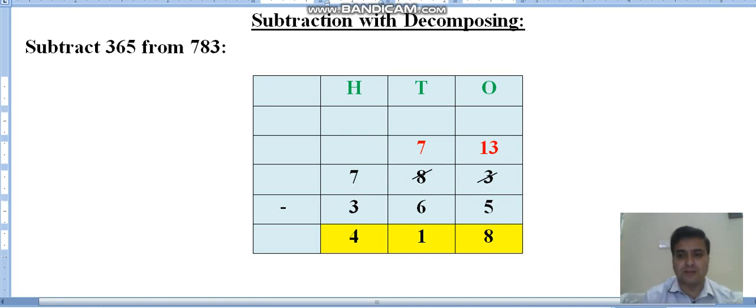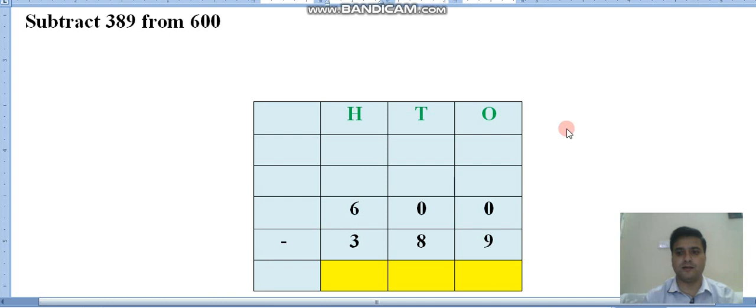So like this, by decomposing the digits at the places or by decomposing the numbers, you can do the subtraction. Now let us solve one more example. Subtract 389 from 600. Now write these numbers in columns.